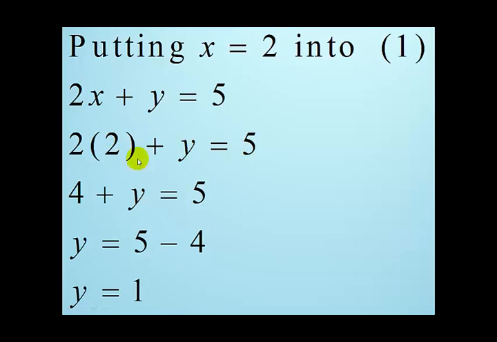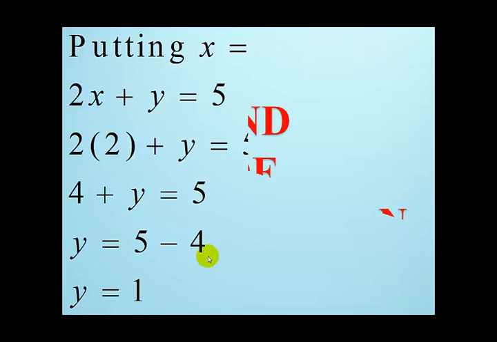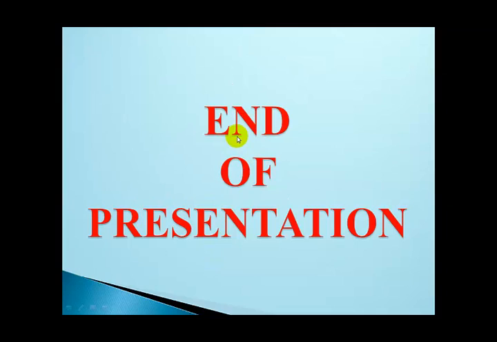When we multiply 2 by 2, the answer is 4. So we have 4 plus y equals 5. We are making y the subject, so let's group the constant on the right hand side. And so 4 on the left hand side becomes minus 4 on the right hand side. And so we have y is equal to 5 minus 4. Now 5 minus 4 is equal to 1. This means that the value of y is equal to 1. This is the end of our presentation on indices.